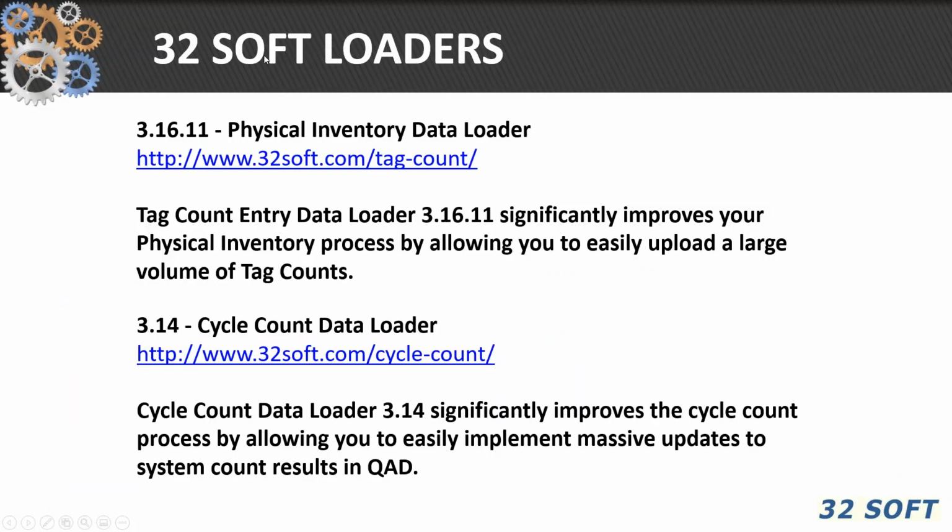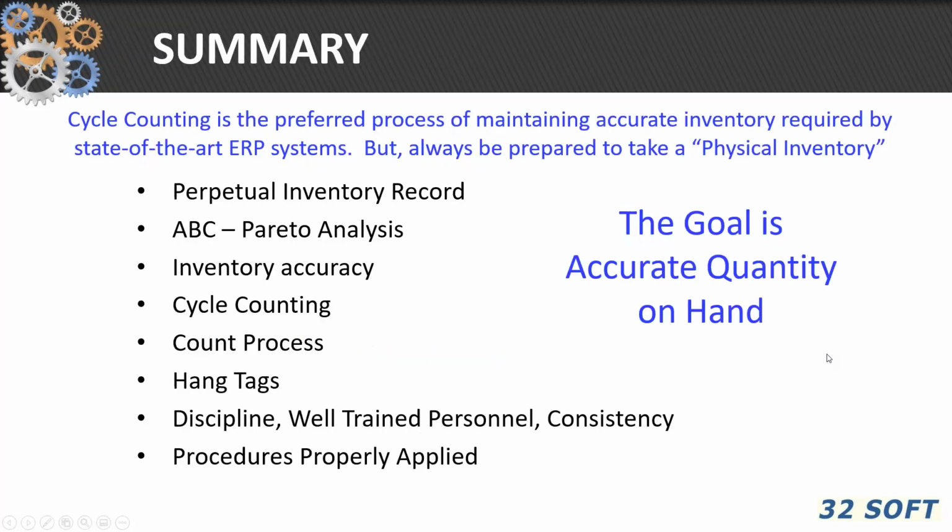There are, as I mentioned, some loaders that 32Soft has that can assist in this, because either a cycle count or physical inventory can have thousands of tags, and even on a daily basis, you can have hundreds of cycle counts that are required. So 32Soft has both a 3.16.11 cycle inventory data loader and a 3.14 cycle count data loader that may be of assistance to you. So remember, the goal of both cycle counting and physical inventory is accurate quantity on hand.